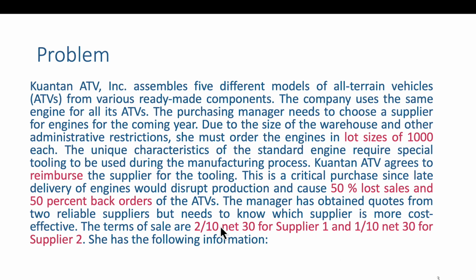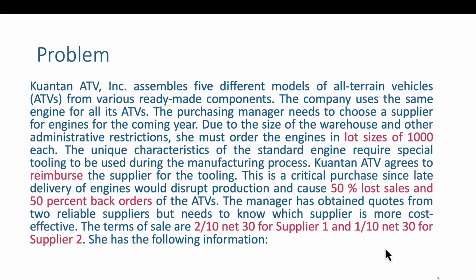The terms of sale are 2/10 net 30 for supplier 1. This means that the buyer has an agreement with the supplier that if the buyer pays within 10 days, they will be eligible for a 2% discount. But in any case, the payment is due within 30 days. This is the term for supplier 1.